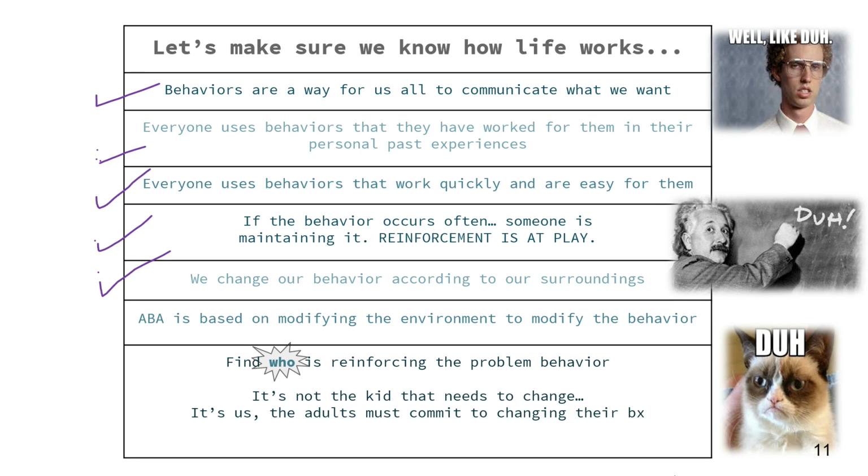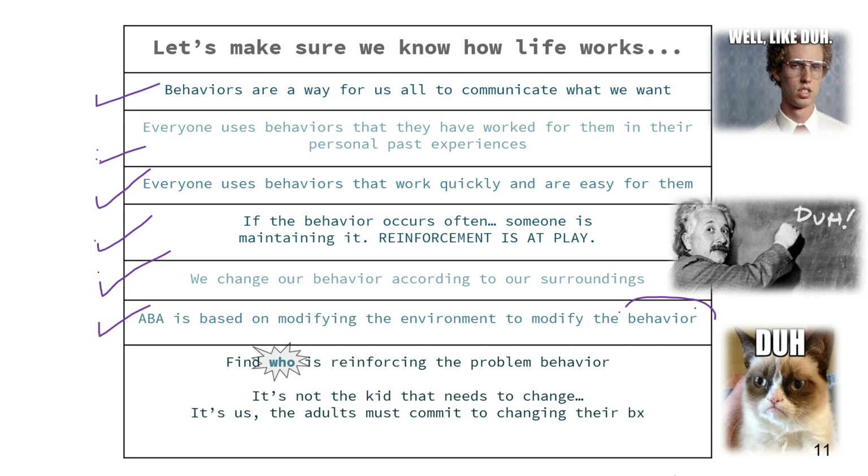The next IBA is based on modifying the environment, and then that modifies our behavior. So we're making changes to our environment, and when those changes happen, we react differently to that environment, and therefore our behavior is affected. Find out who is reinforcing the problem behavior. If there's a problem behavior happening in somebody's life, we have to look at who is reinforcing and who is giving in to that problem behavior.